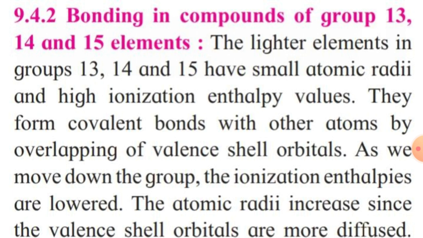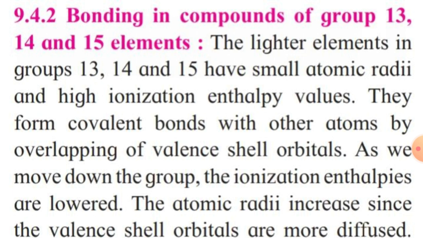What is a covalent bond? A bond formed between atoms by sharing of electrons, that is your covalent bond. So they form covalent bonds with other atoms by overlapping of valence shell orbitals. Here, the valence shell orbital of one atom will overlap with the valence shell orbital of another atom. So they will form a covalent bond.